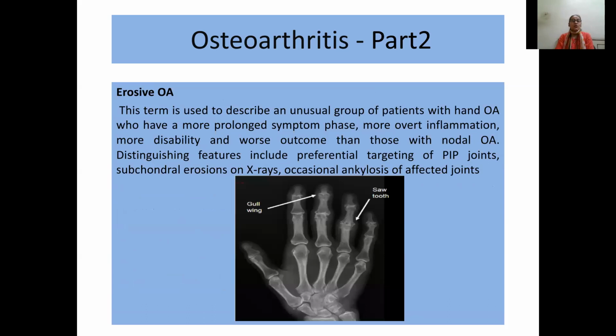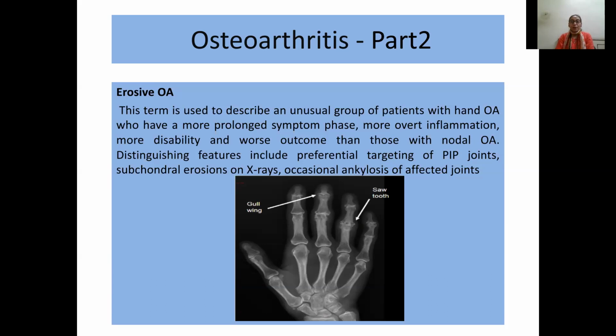The last one is erosive osteoarthritis. This term is used to describe an unusual group of patients with hand OA, and they have a more prolonged symptom phase with more overt inflammation, more disability, and worse outcome than those with nodal OA. Distinguishing features include preferential targeting of proximal interphalangeal joints, subchondral erosions on X-rays, and occasional ankylosis of the affected joint.